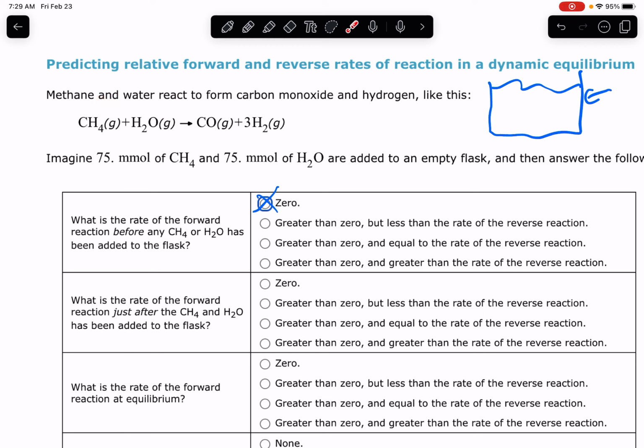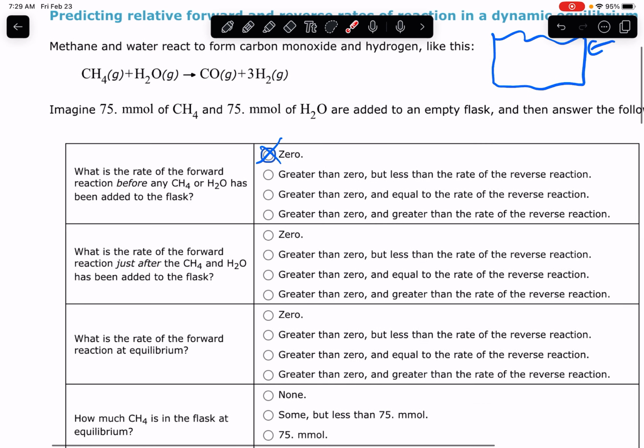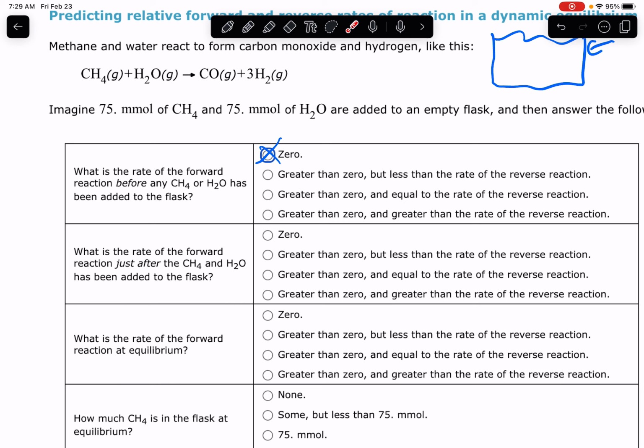So the forward rate is going to be much greater until the rates even themselves off, and that's what we call equilibrium. I was looking at the wrong question here, but all the choices are the same. What is the rate of the forward reaction just after the CH4 and H2O have been added? Well, it can't be zero. Greater than zero, but less than the rate of the reverse reaction? Well, the reverse reaction is almost nothing, so that's no. Greater than zero and equal to the rate of the reverse reaction? The only time that happens is when the forward and reverse rates are equal to each other, so that's a no. And then it says greater than zero and greater than the rate of the reverse reaction. The key phrase right here is just after the reaction has started. So this is the only answer option that makes sense.